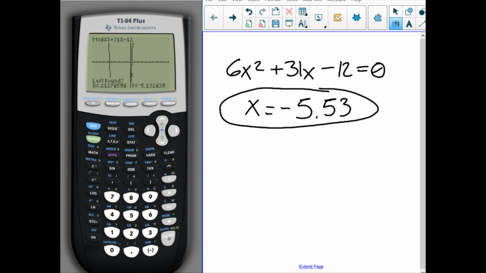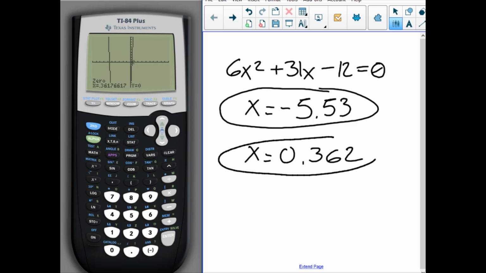And I'm going to pick a point to the left of where it's intersecting, so just anywhere below it in this case, and then above it. I'm just going to pick that as the x point. And then I have my second x value. So I'll say x is equal to 0.362, going 3 sig figs again. Okay, and then that would be my solution.